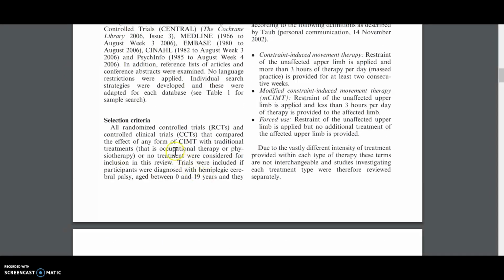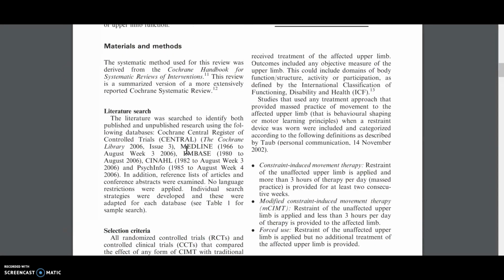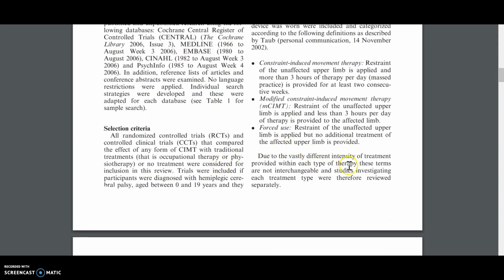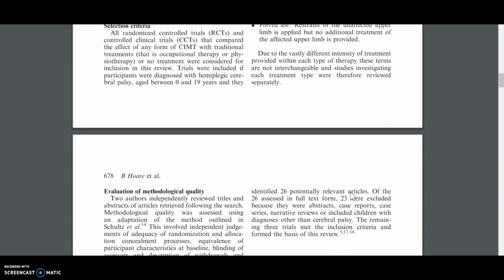So, just to go back up, again, you have materials and methods, literature search, how they found it, the same way. There's no change in that. Selection criteria, how they chose their articles. Some things that you'll look for are things like this, where it says, due to the vast different intensity of treatment provided with each type of therapy, these terms are not interchangeable, and studies investigating each treatment type were therefore reviewed separately. Okay, so that might tell us there might be some variability based on what they're looking for.